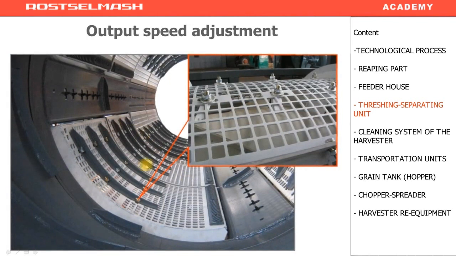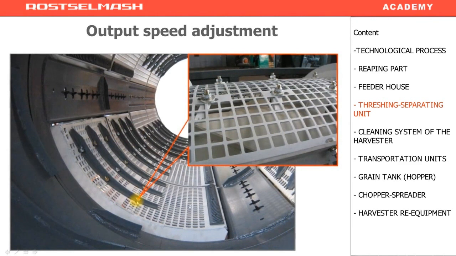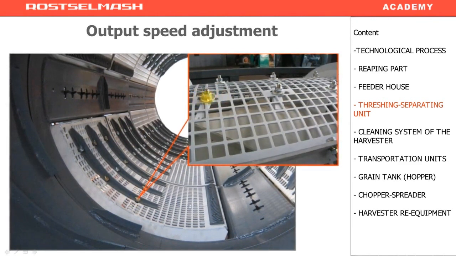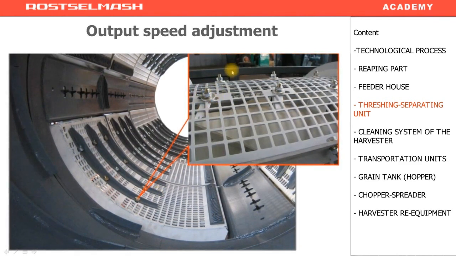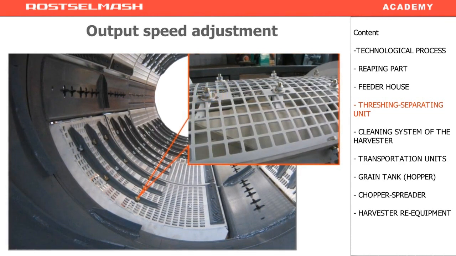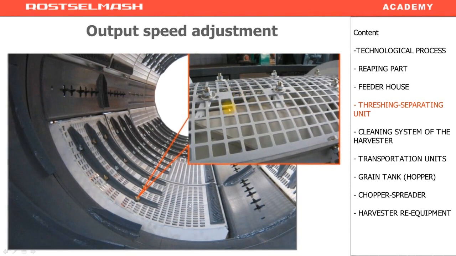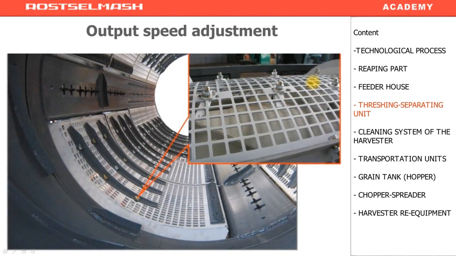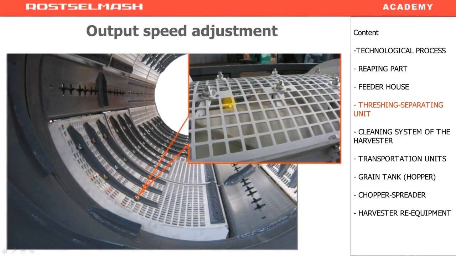On the concaves, there are rails. The positions of rails can be changed. In the picture you see that there are holes. So a rail can change its inclination angle. By changing the angle, we change the mass output speed. The bigger the inclination level is, the faster the mass output speed is. If the inclination level is around 90 degrees, the mass is hindered.